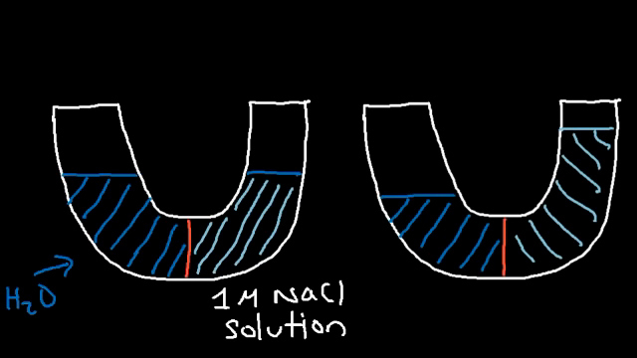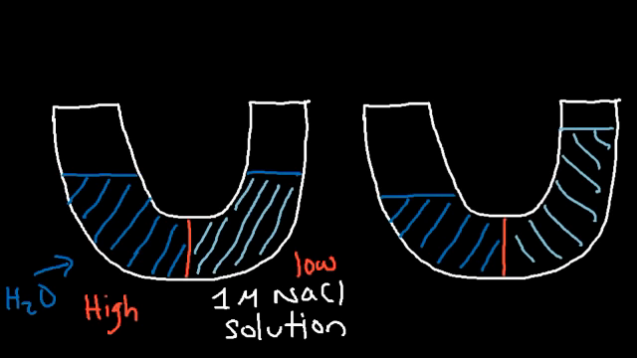Now, water is going to flow from a region of high osmotic potential to a region of low osmotic potential, the same way as a ball travels from a high position to a low position. Water is going to flow from a region of high concentration to a region of low concentration. On the left side, we have a high concentration of solvent. On the right side, we have a low concentration of solvent.